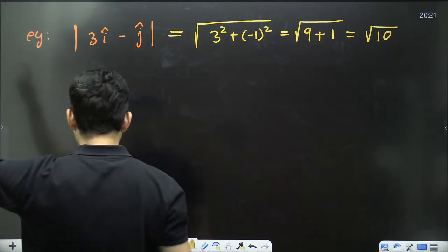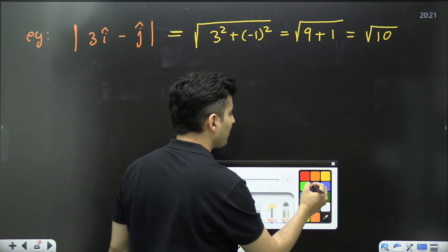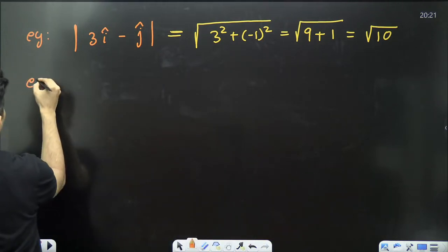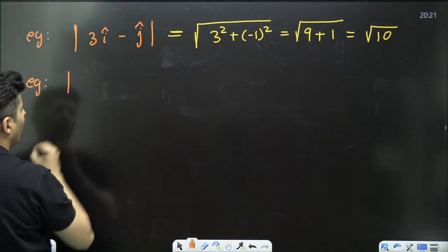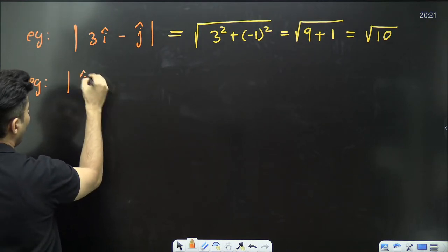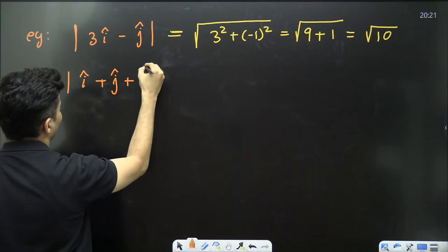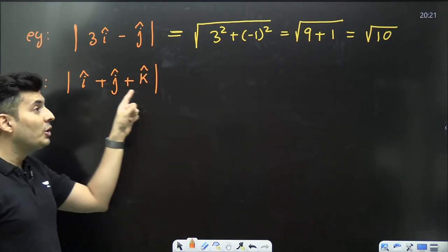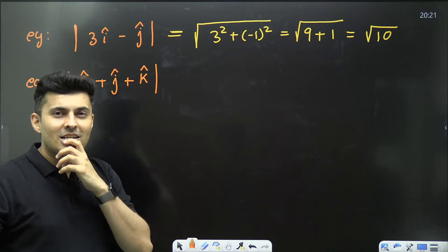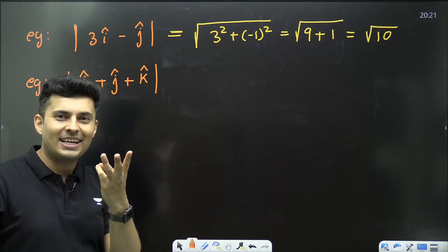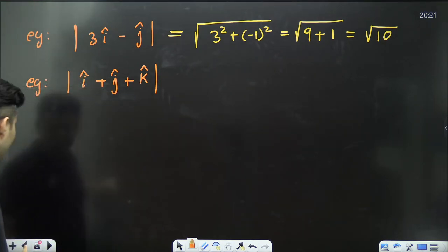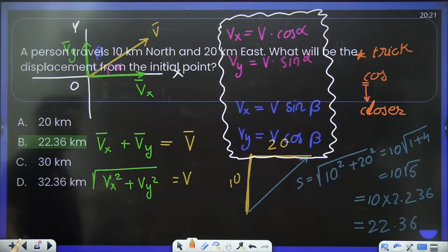Very good. Excellent. Similarly, if I ask you another example, modulus of I cap plus J cap plus K cap. Come on, my dear students, what will you do when three numbers are there? Simple. If three numbers are there, remember I had taught you this for 2D and 3D.